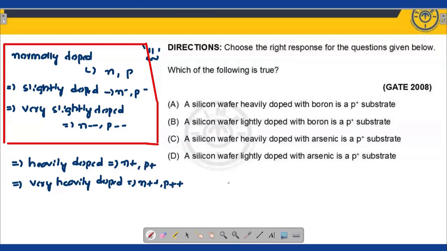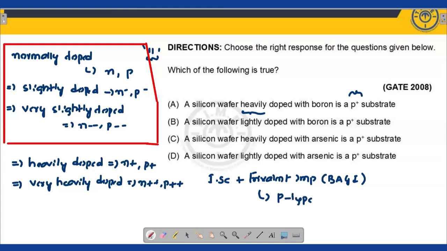My dear friends, generally P substrate is forming. P plus means nothing but heavily doped. When the intrinsic semiconductor is doped with trivalent impurities like boron, aluminum, gallium or indium, then it forms a P type. So here P plus means heavily doped. It is not a light one, so this is ruled out.